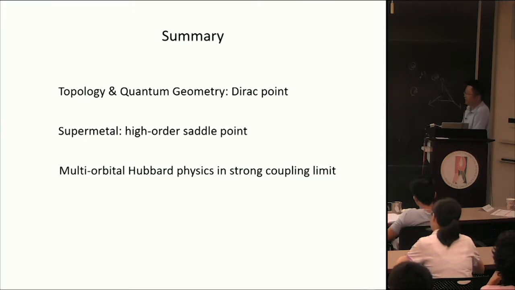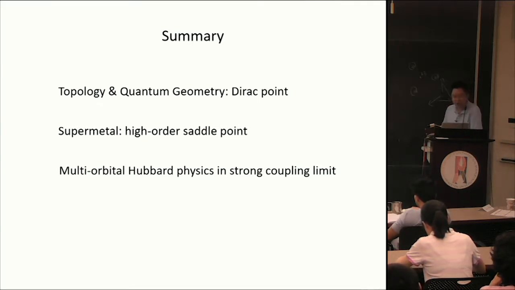In the case of these Moiré materials, the system at half filling, at quarter filling, always has a Fermi surface instead of a Fermi point. But interestingly, when the van Hove singularity is near the Fermi energy, one can look at the physics in the vicinity of these saddle points. That allows us to formulate the problem in terms of field theory, and without any intrinsic scale, the system becomes a supermetal, which is at the border of ferromagnetism, charge order, et cetera.